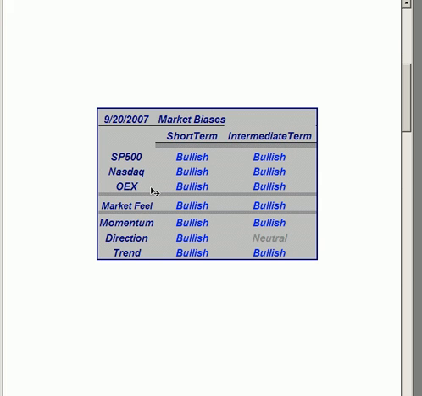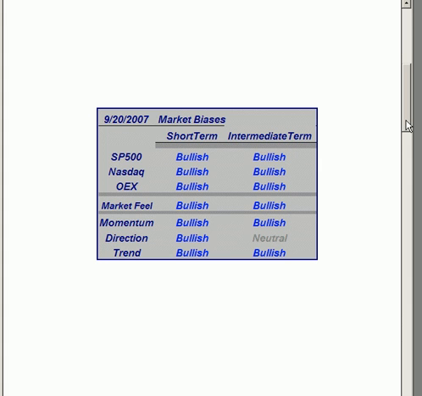Again, on a short-term basis, I might be looking to take some short-term profits here. On a momentum perspective, again, as mentioned, we're bullish and bullish on both time frames. Bullish here, bullish here, bullish here. So take a quick snapshot look at the market biases, and obviously we are bullish.